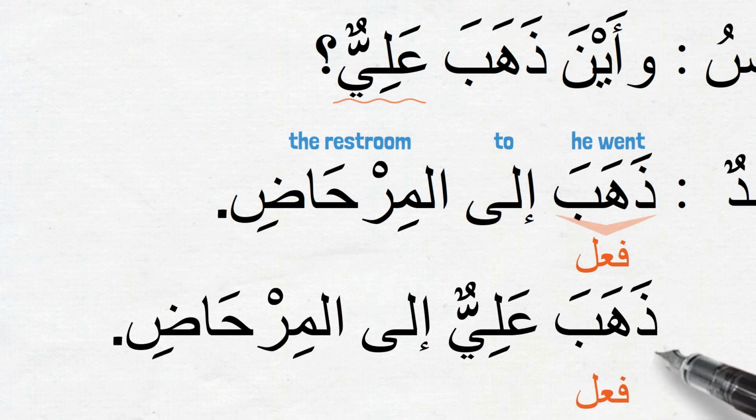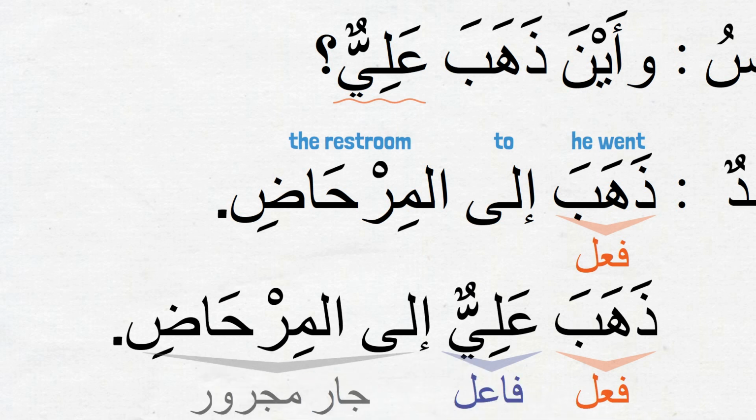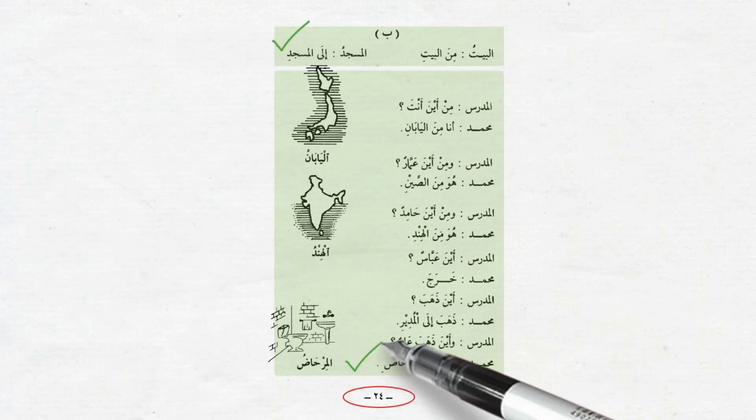In this verbal sentence, we've got ذهب coming as فعل, علي is فاعل, and إلى المرحاض is just a jar majroor providing extra information about the action ذهب. Ali went to the restroom. ذهب علي إلى المرحاض. Alright, we are at the end of page 24.